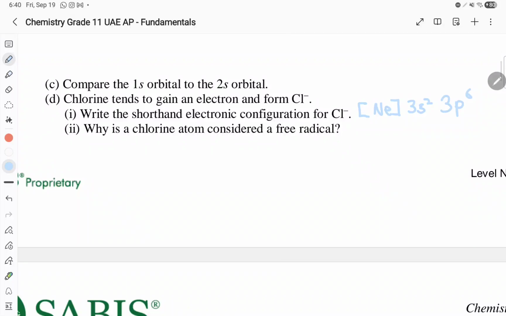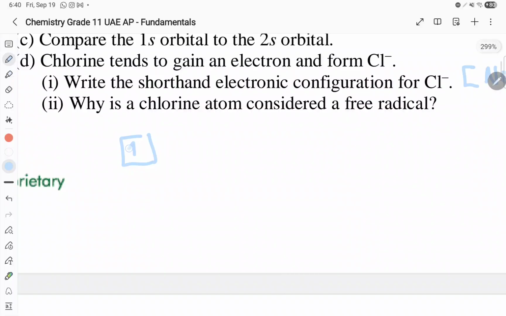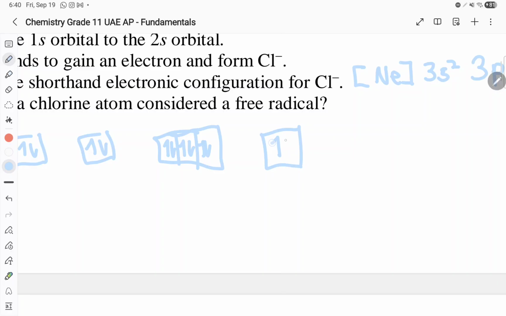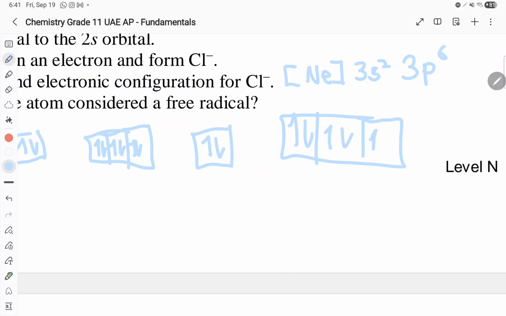Why is the chlorine atom considered a free radical? Let's draw chlorine. Up, down, up, down, up, up, up, down, down, down, up, down. We're going to draw the atom, not the ion, of course. Up, up, up, down, down. So now it has 1 unpaired electron. So it is a free radical.